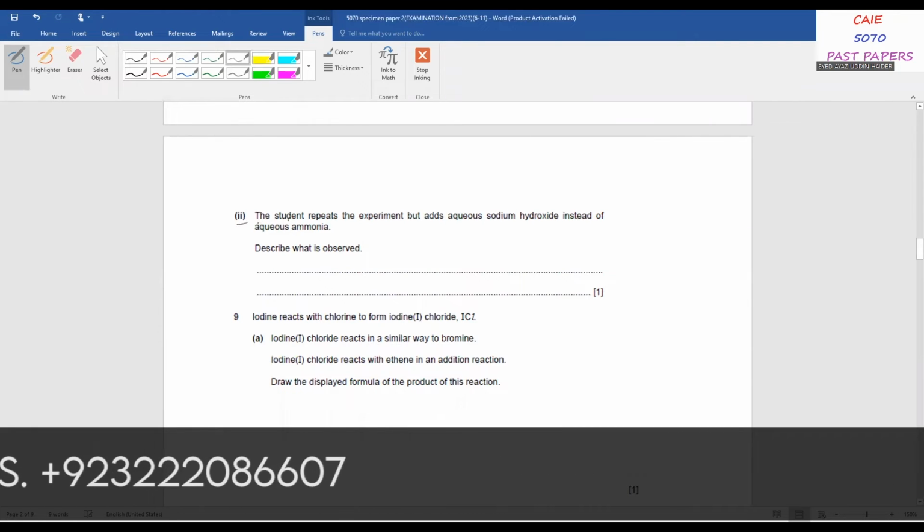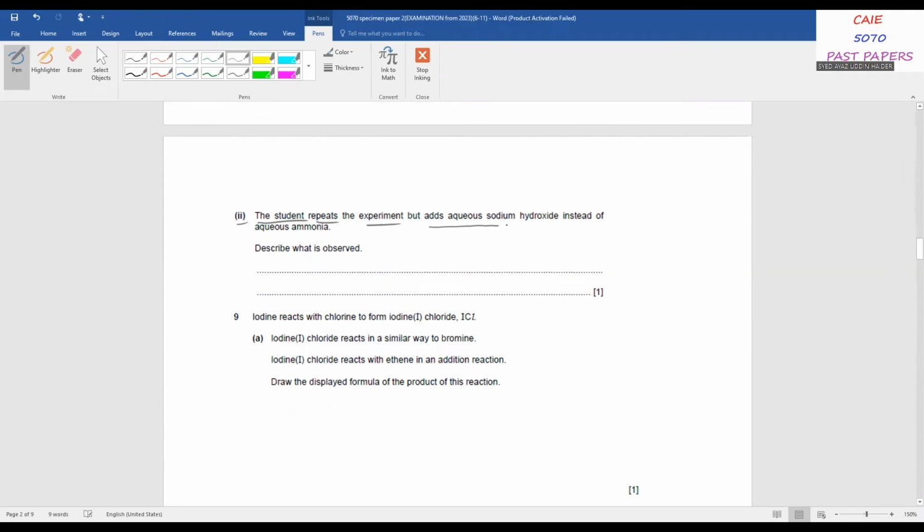Part 2. The student repeats the experiment but adds aqueous sodium hydroxide instead of aqueous ammonia. Describe what is observed. Remember, again, you will get blue precipitate of copper 2 plus ion, but this time it's insoluble. So you'll write what? First of all, you'll write blue precipitate. Then you write which does not dissolve, insoluble in excess of NaOH.